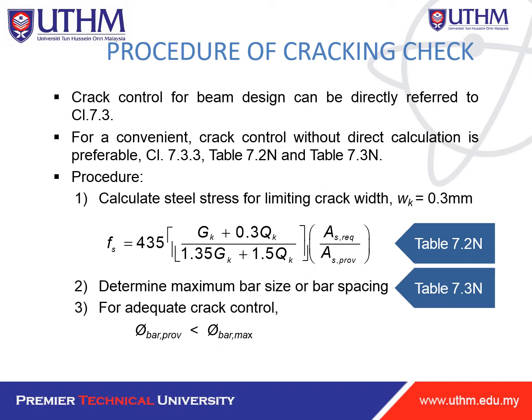Okay, so the procedure for cracking checks. First we start with the crack control for beam design, which can be directly referred to clause 7.3. For convenience, crack control without direct calculation is preferable, in 7.3.3, Table 7.2N and Table 7.3N. So the procedure is, first, calculate the steel stress for limiting crack width wk equal to 0.3 mm. Okay, so we calculate the Fs using either of those two listed equations. So here listed one is Fs equal to this equation from 7.2N, and then we calculate the maximum bar size or spacing from Table 7.3N, and then we get the adequate crack control, which is the D bar provided must be lesser than the D bar maximum.